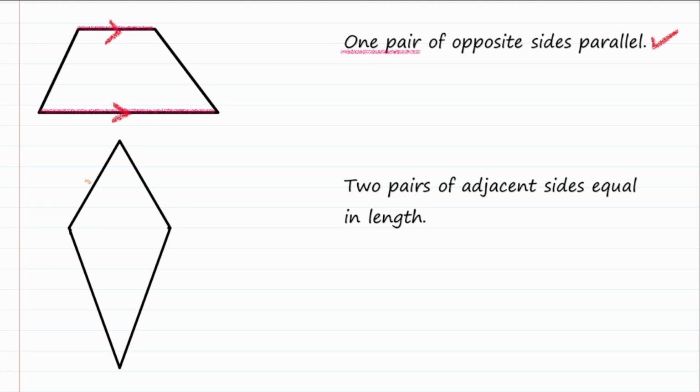Then for the kite, I've got my top adjacent sides being equal in size and my bottom adjacent sides being equal in size. So this means that I've got two pairs of adjacent sides which are equal in length.